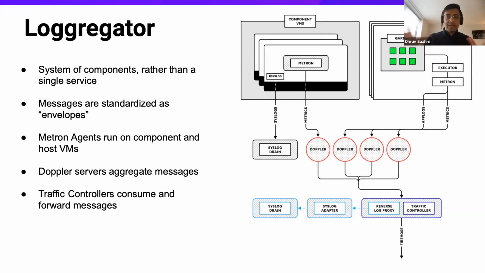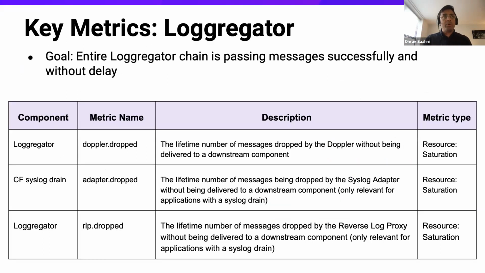Okay, with that out of the way, hopefully you have realized that logaggregator is not just one thing, it's multiple components. Let's look at what you should be monitoring for logaggregator. The goal is to ensure the entire logaggregator chain is passing messages successfully and in a timely manner, without delay. The top 3 key metrics are all very similar. You want to be catching dropped messages.